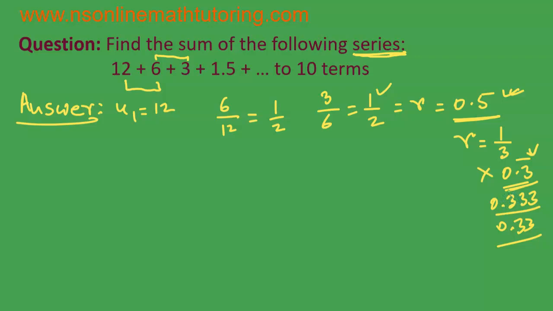If you do not have an exact decimal representation, it is always better to keep it in fractional form. You may approximate in your final answer stage. But throughout the calculation, you keep the value in fractional form. Now that we know U1, we know R, what is the value of N? That is what is needed.